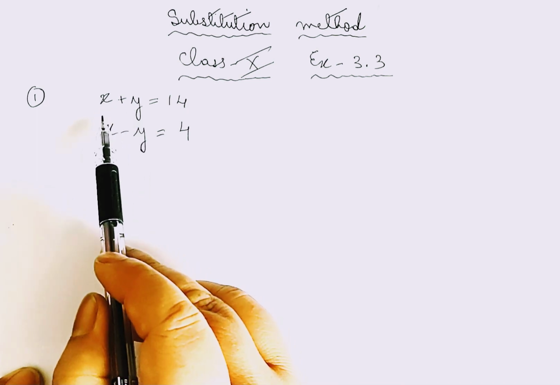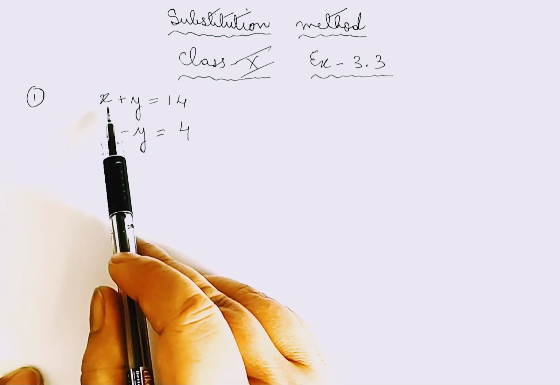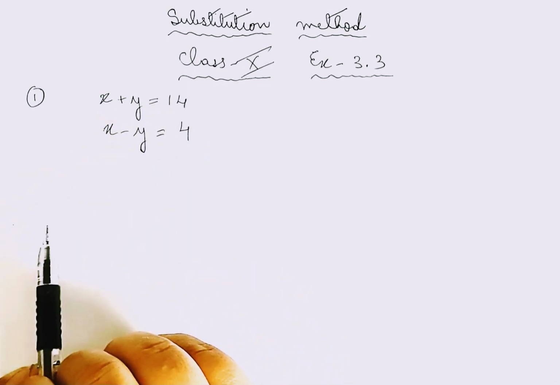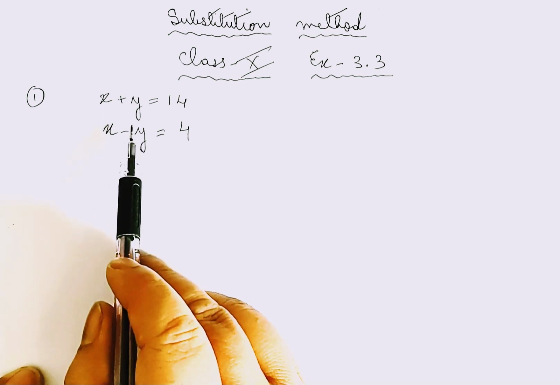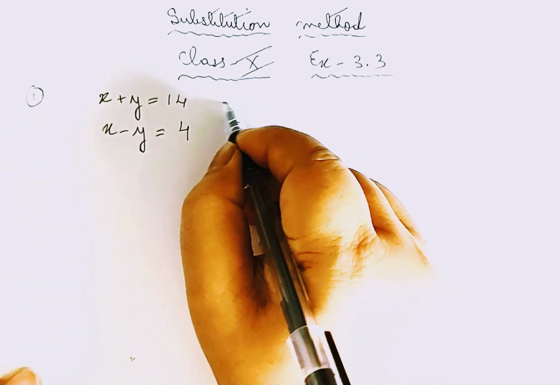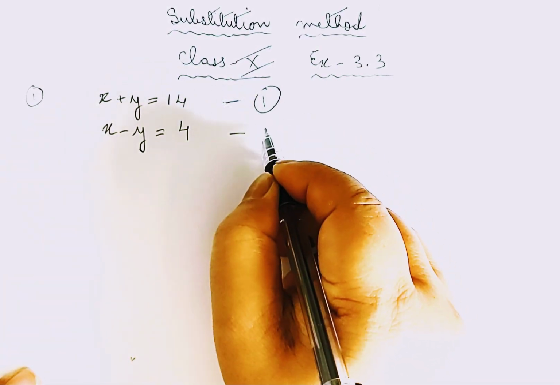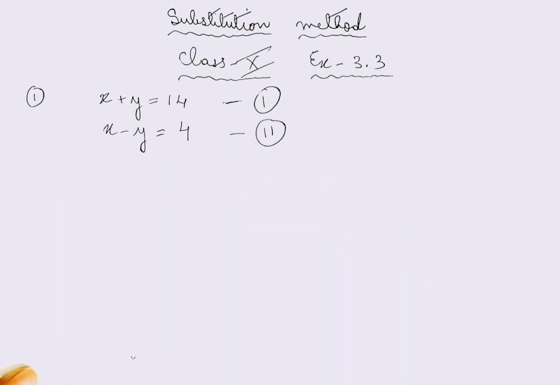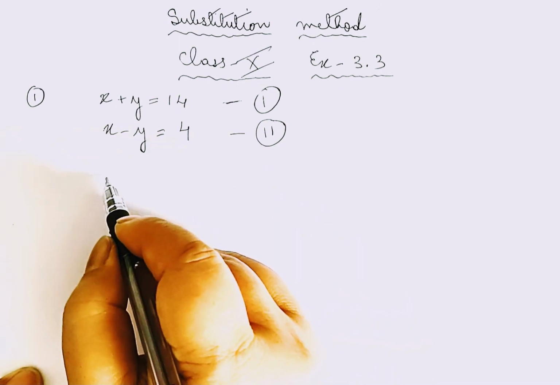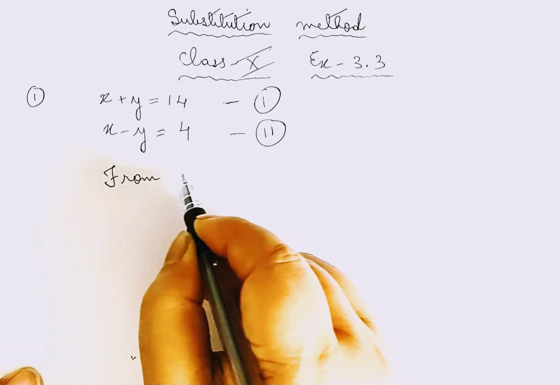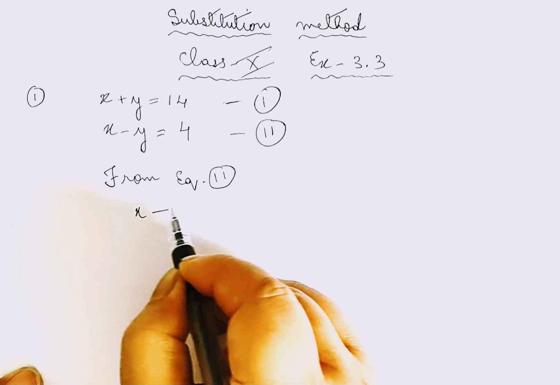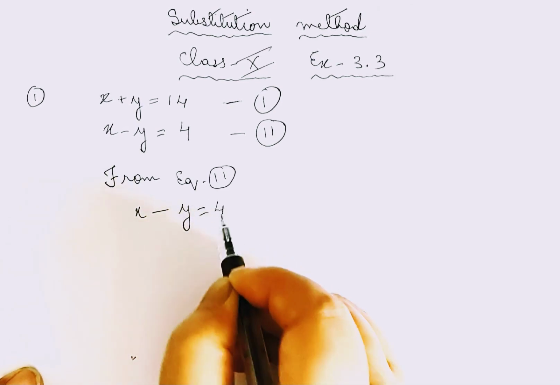Now, to find the value of x and y, one equation is x plus y equal to 14 and another is x minus y is equal to 4. What we have to do first is replace any of it. Now say let's find this one, okay? Say this is equation number 1 and this is equation number 2, okay? Now from equation number 2, x minus y is equal to 4.